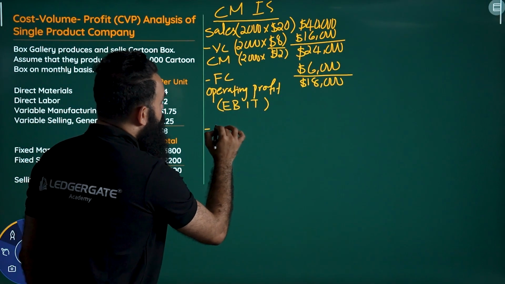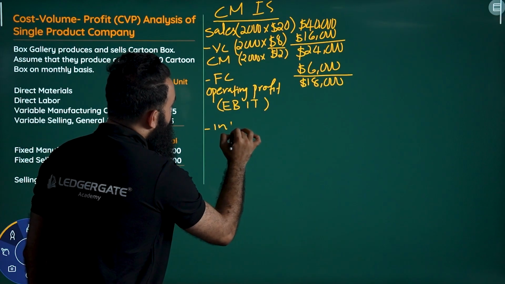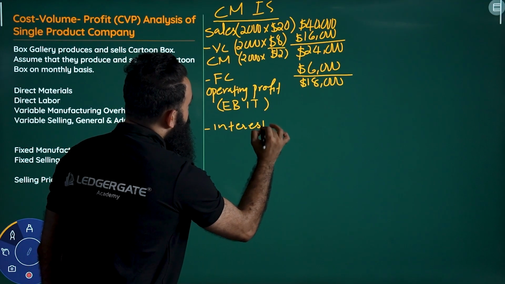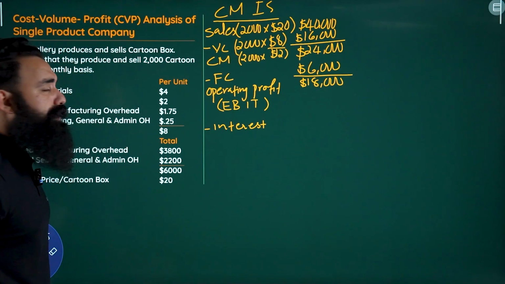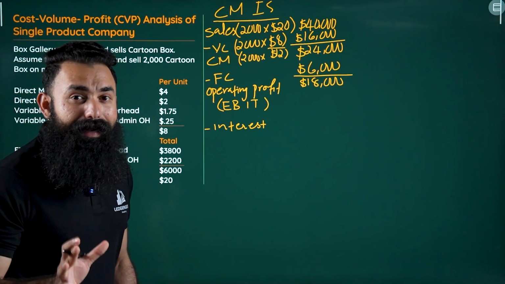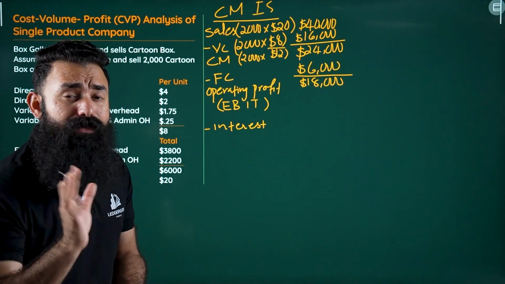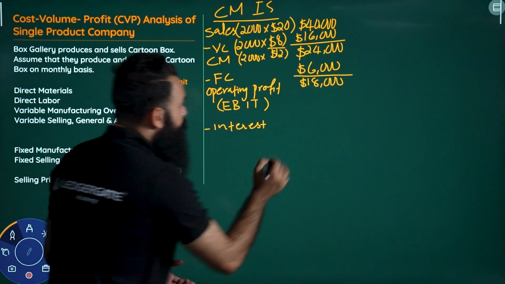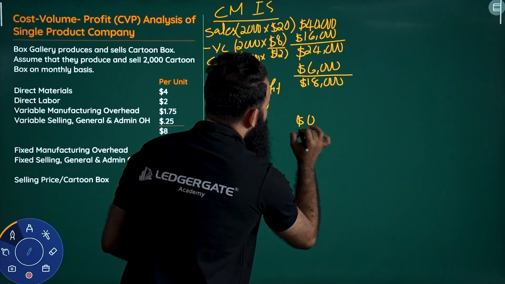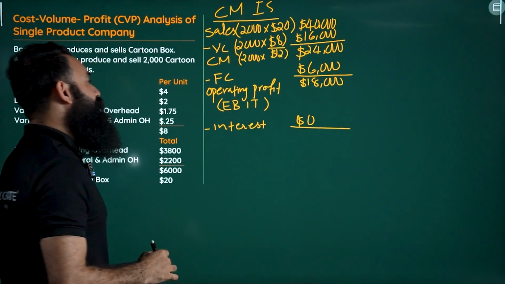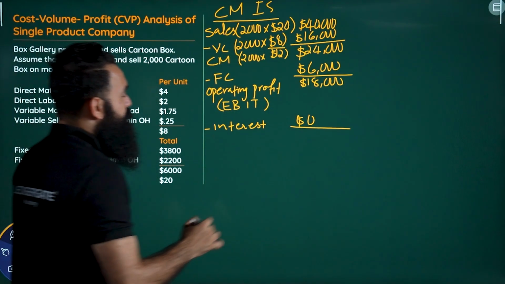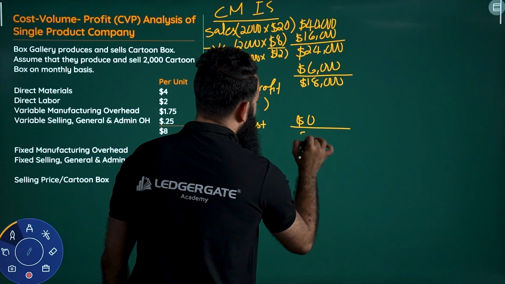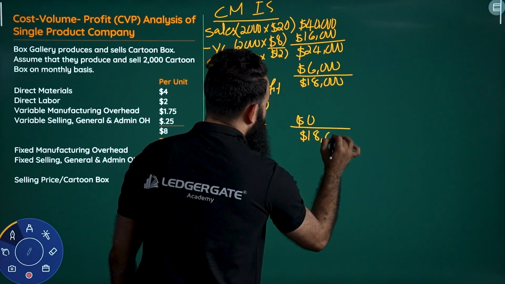So first of all we are prioritizing interest. In CVP analysis or the internal decision making process, interest will be ignored. That means finance cost will be ignored. This is an assumption of CVP analysis. That's why we put it as 0, so nothing is to be deducted as interest. So 18,000 minus 0 is equal to 18,000 itself, right?